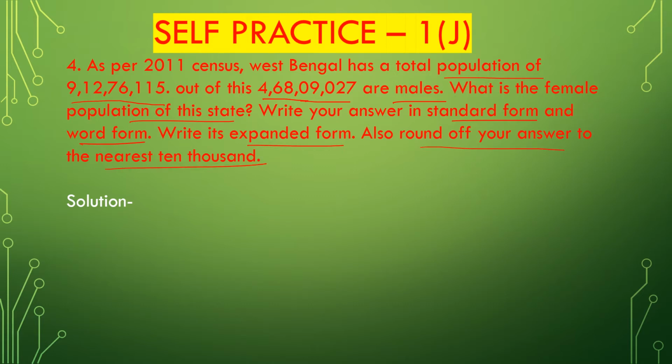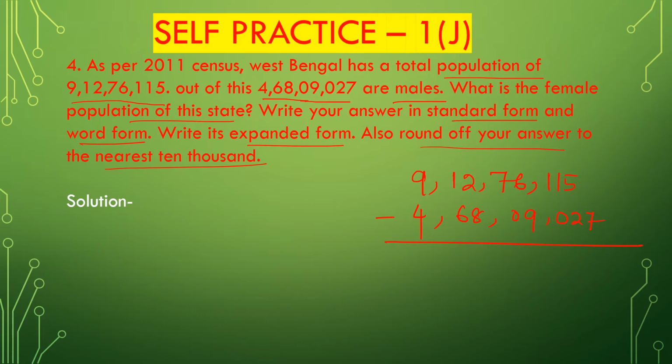It is given that population of West Bengal is 9,12,76,115. Out of this population, 4,68,09,027 are male persons. What is the female population of this state? Female population will be, we have to subtract the male population from the total population of West Bengal.